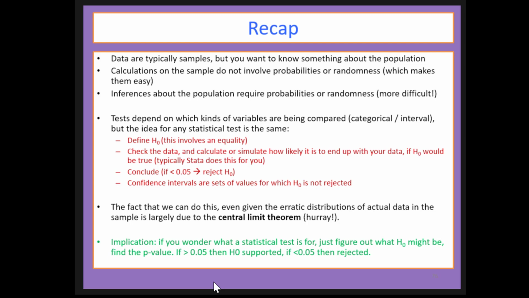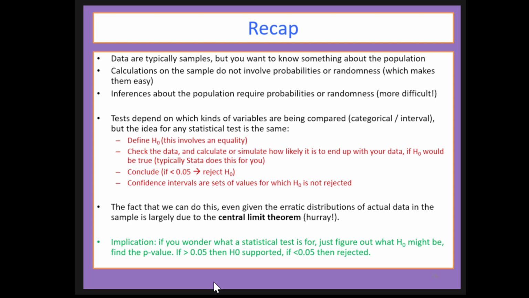Tests depend quite a bit, crucially in fact, on what kinds of variables are being compared. We had 3 examples here: 2 categorical ones, categorical by interval, and 2 interval ones. For these you have different kinds of tests, but the principle behind these tests is the same all the time. H0, and H0 has an equality in it, you need to know what it is. You check the data or you simulate, and in all likelihood you do not even do that, because Stata will do the math for you. And you try to figure out, okay, how likely is it, if H0 would be true, that I get the data as I have, or something that's even further away from H0. That gives you a number. If that number is below 0.05, you reject H0.